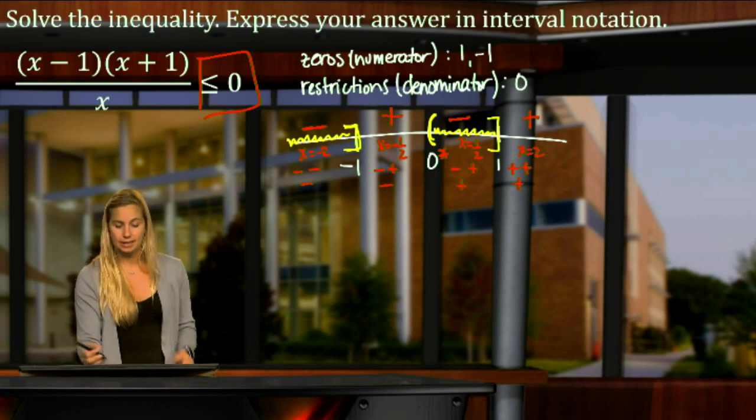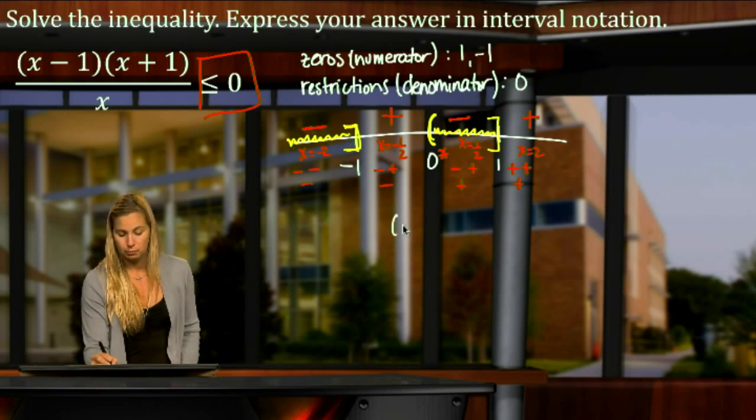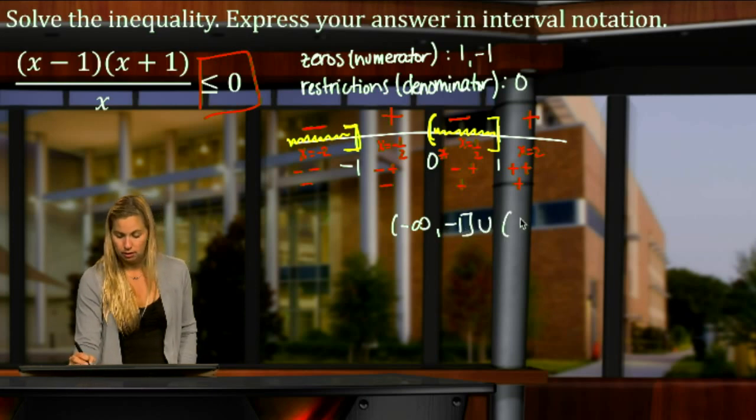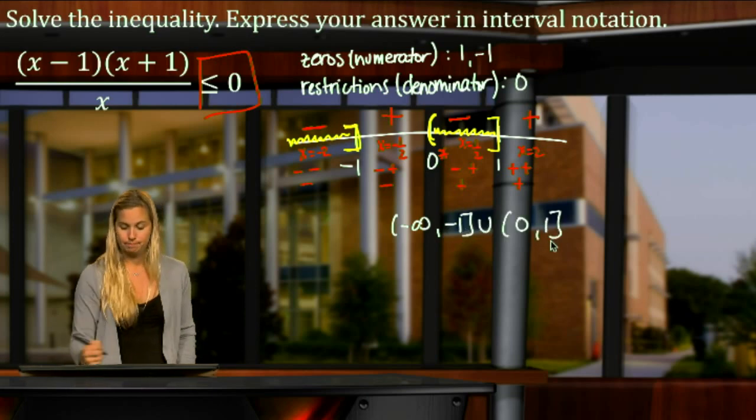If we're writing this in interval notation, our first interval is from -infinity to -1, union 0 to +1.